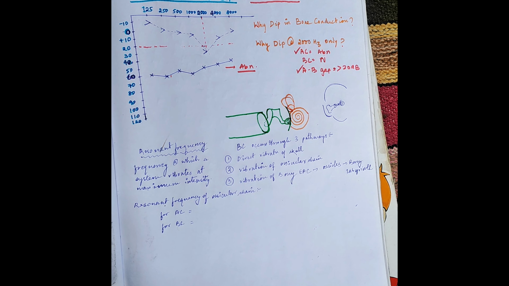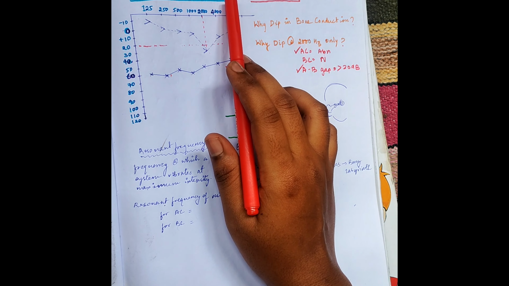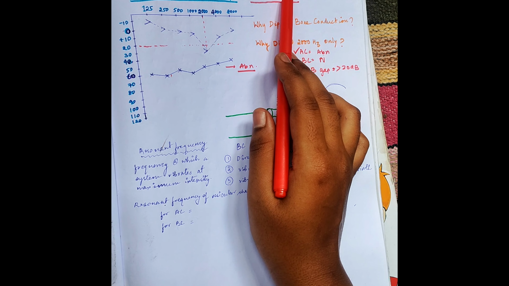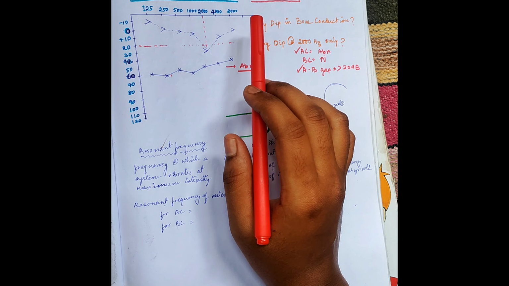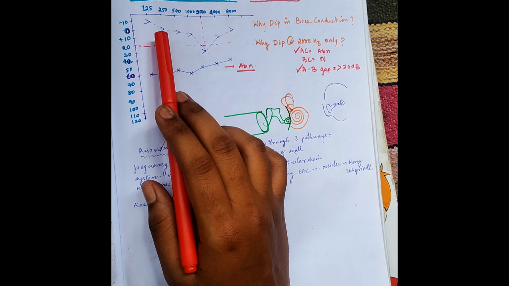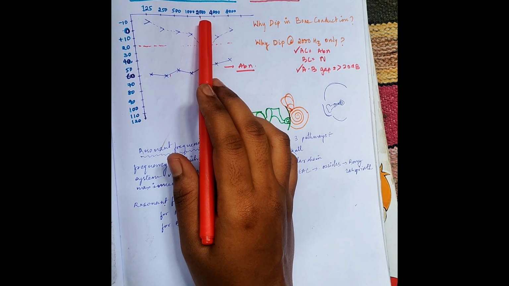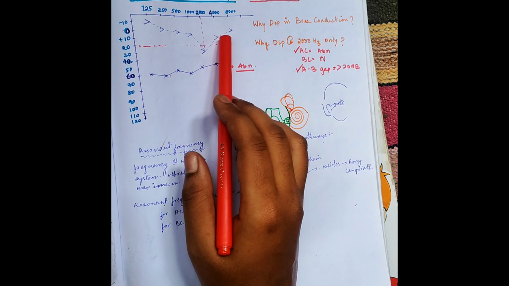So assuming that you know about the pathophysiology of otosclerosis, let us start with Carhart's notch. Carhart's notch is a finding which is seen in the pure tone audiometry graph of otosclerosis. What happens in this graph? We see that there is a dip at 2000 Hz in the bone conduction curve of the pure tone audiometry graph of otosclerosis.